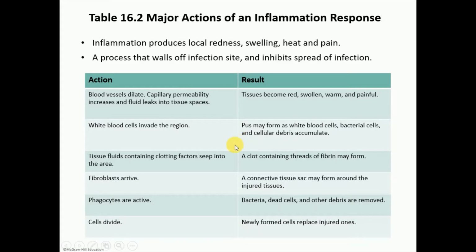Then you'll have clotting factors that come in. Those clotting factors are going to deposit fibrin in order to contain the infection in that one area. Then you have fibroblasts that come in. Fibroblasts start the healing process. And then the phagocytic cells are going to engulf any tissue debris, any dead cells, and remove all of that, and then we can complete our healing by cell division.